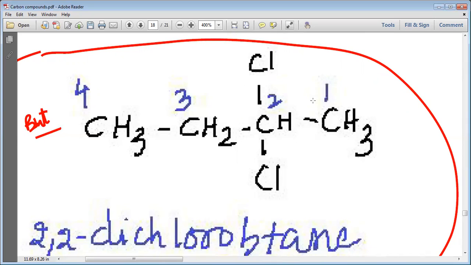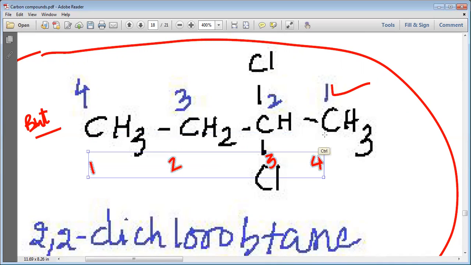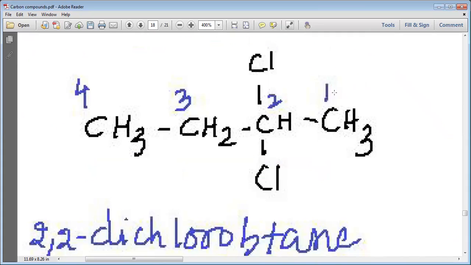When we look at the chloro group, 2 chloro groups are present on the second carbon. If I start giving numbering from this side, it is going to be the third carbon where the 2 chloro groups are present. But if I give numbering in this manner, it is the second carbon where the 2 chloro groups are present. So we will consider this as the correct manner, and we will not consider the other as the way of numbering. So this is the correct way of numbering. We have 4 carbons, there is no double bond, so it is definitely butane.